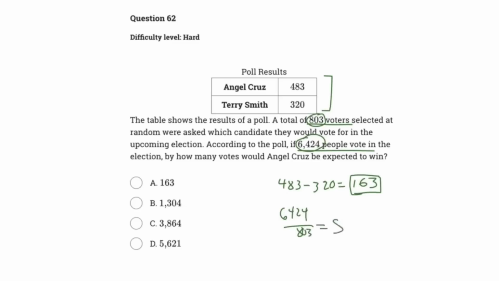around 8. All right, so if our scale factor is 8, we know that Angel Cruz wins by 163 votes with just 803 voters. We need to scale this 163 up by 8 times as well.